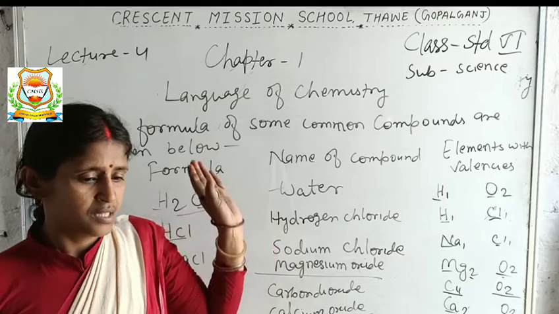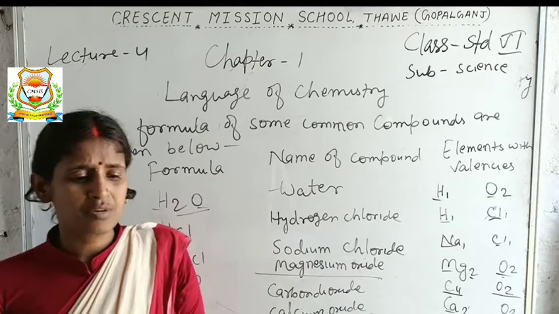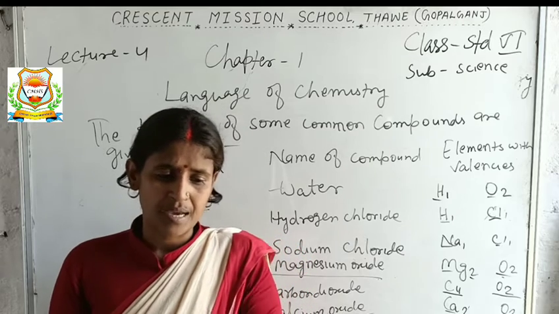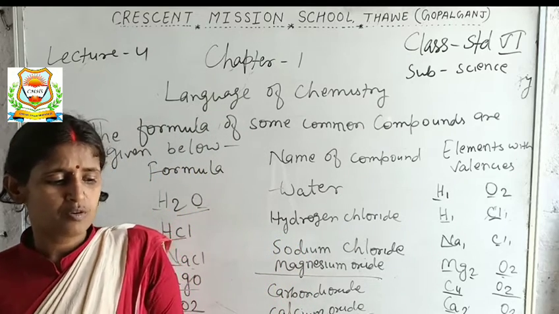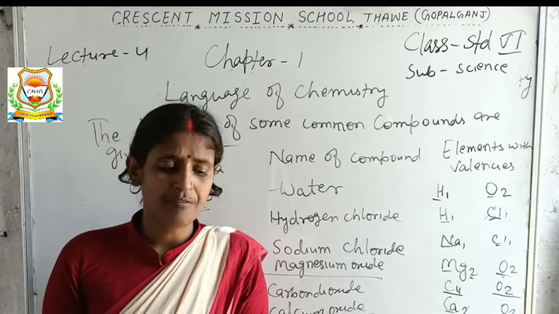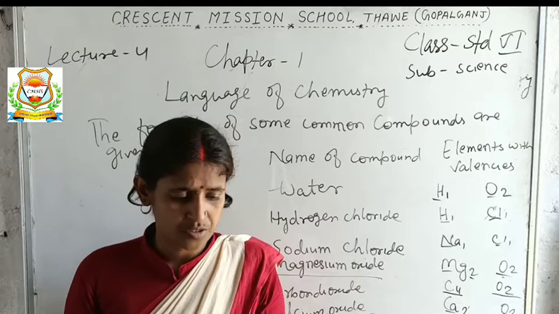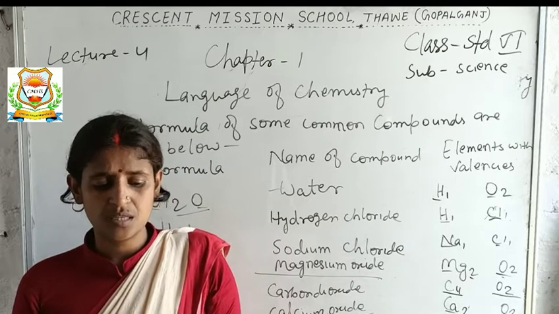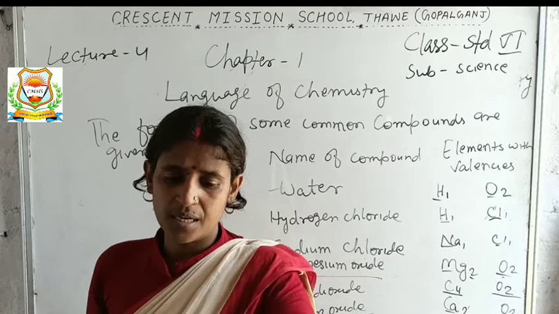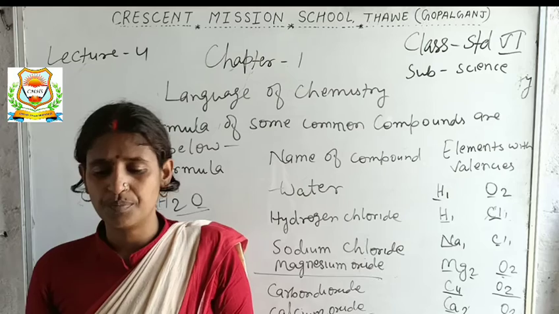Here, some compounds are given with their formulas and the elements with their valencies. After that, we shall learn something about compound radicals. Certain groups of atoms of different elements remain intact in many chemical reactions. In fact, they behave like single atoms and have a valency. They are called compound radicals. They do not exist independently but only as parts of compounds.